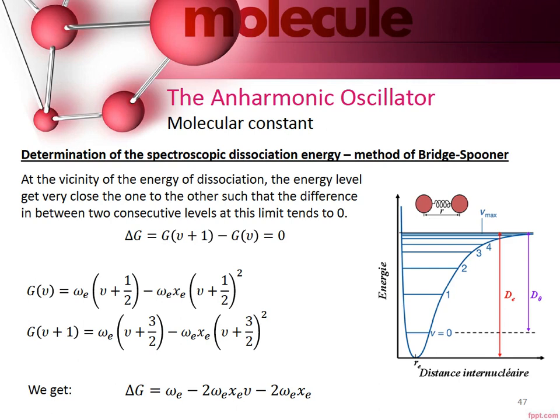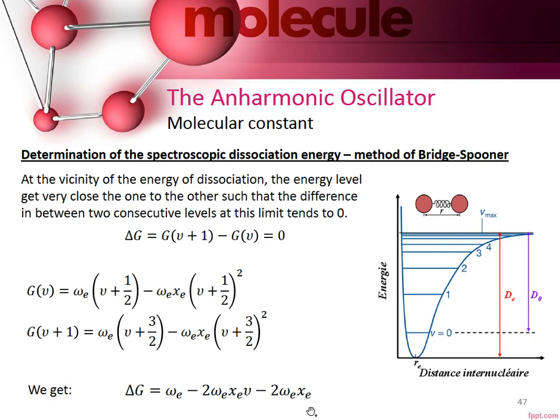Okay, great. Now, generally speaking, G(V), we know it, it's like this. This is the expression of it. We got that from the very beginning of the harmonic oscillator solution. And G(V+1), so you just put V+1 instead of V, the corresponding spectral term for the level just after it. And you just calculate the difference between them, and you will get this. It's just mathematics. Delta G for any two consecutive levels is going to be omega_e minus 2 omega_e x_e times V minus 2 omega_e x_e.